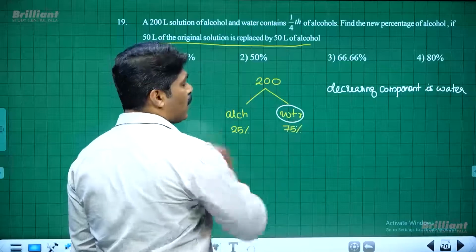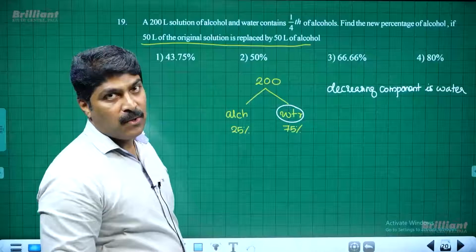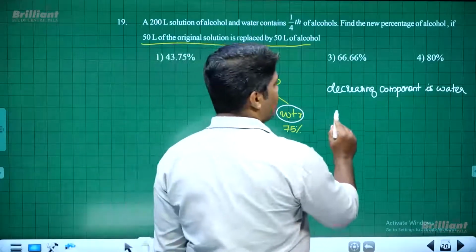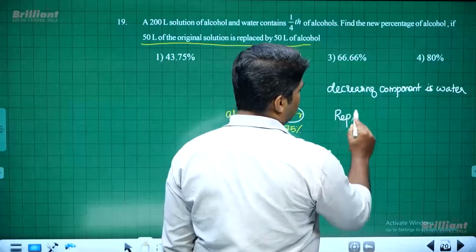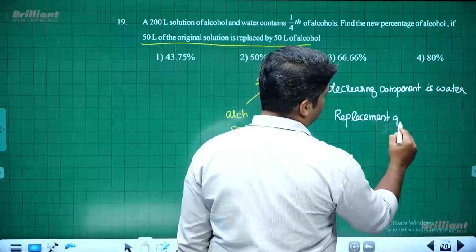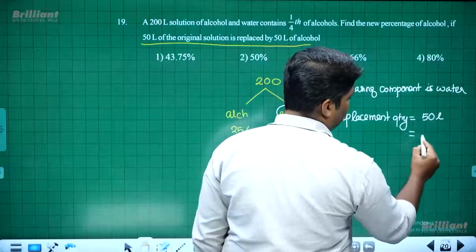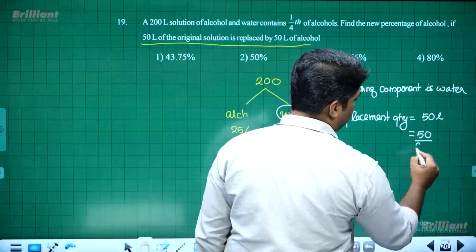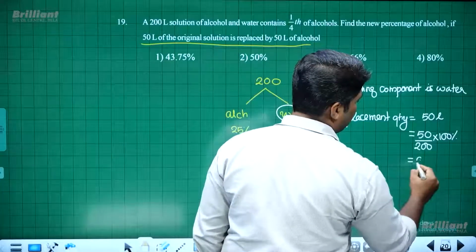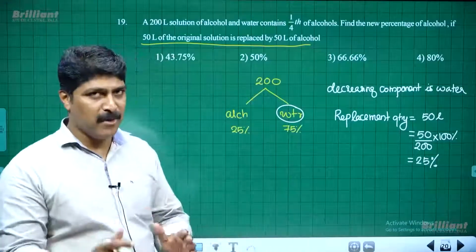Therefore we have to consider what decrease occurred here. The replacement quantity is equal to 50 liter out of 200 liter. That's the next important understanding. So the replacement quantity is 50 liter, so this is 50 by total, into 100, or simply that is 25% of the total solution.